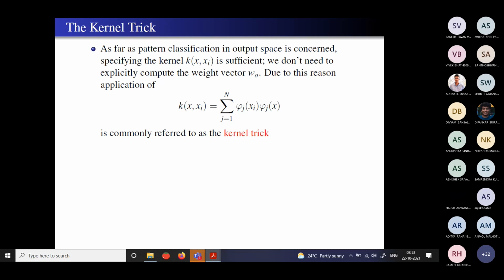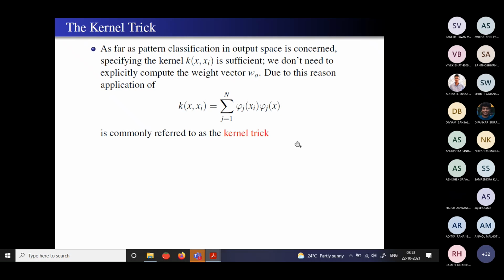See that? Now people call it something called the kernel trick. So we'll see here what this trick is and why we are doing it. Let's see. As far as pattern classification in the output space is concerned, specifying the kernel is sufficient. We don't have to worry too much. We don't need to explicitly compute the weight vector W0. Due to this reason, the application of this is commonly referred to as a kernel trick. And what it is, just hold on.